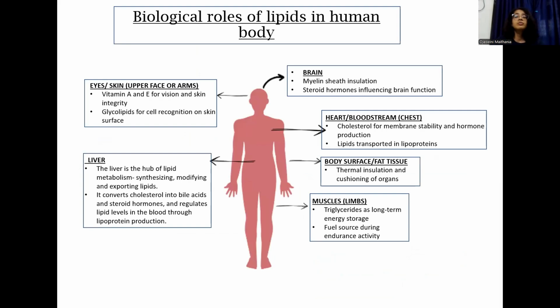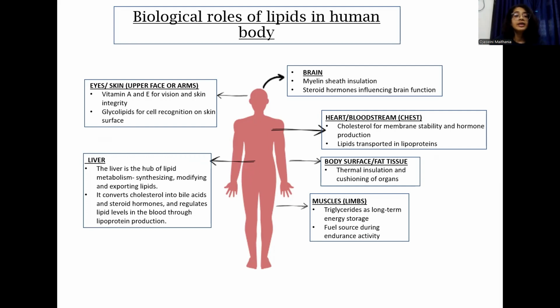Now, let us take a look at some of the important biological roles that lipids play in our body. In the brain, lipids are essential for the formation of the myelin sheath, which is a protective layer around neurons that speeds up the electrical signals. It acts as an electrical insulator. Muscle cells rely on lipids as a dense energy source during prolonged activity. On the body surface, fat is stored in adipose tissues, which serve as a thermal insulator in subcutaneous tissues and around certain organs. It cushions the organs and protects them from mechanical shock.